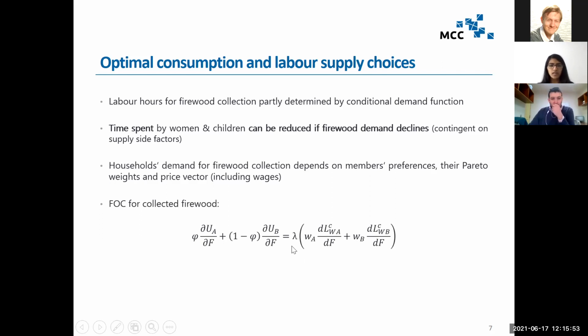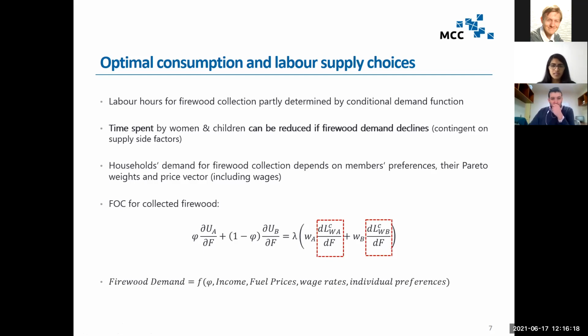On the right-hand side, lambda is the Lagrange multiplier, and this is actually the marginal cost of firewood production. So you have the wage rates here, but these important terms basically tell you how the demand for labor within the production process changes if the household starts demanding more firewood. So this is the link between production and labor supply here.